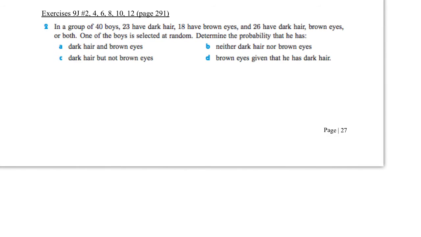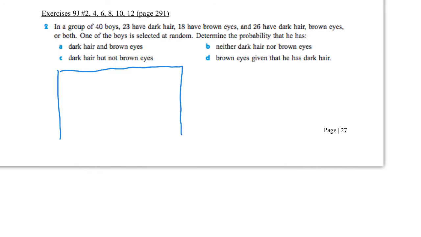In these model problems also, when I read them, I'm going to want to decide maybe some things that I've learned earlier in the chapter are going to help me solve them. For example, tree diagrams, Venn diagrams, etc. So if I have a group of 40 boys, 23 with dark hair, 18 with brown eyes, 26 with dark hair, brown eyes, or both, well, that sounds like I should summarize this in a Venn diagram.